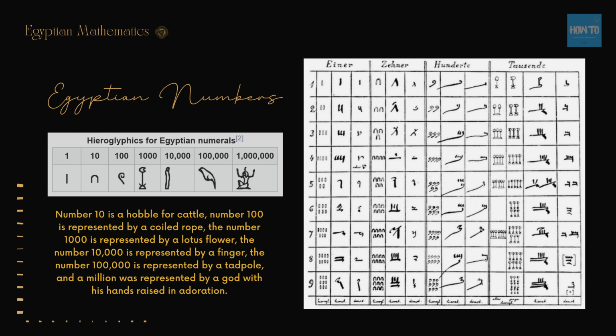Number 10 is a hobble for cattle. Number 100 is represented by a coiled rope. The number 1,000 is represented by a lotus flower. The number 10,000 is represented by a finger. The number 100,000 is represented by a tadpole. And 1,000,000 was represented by a god with his hands raised in adoration.